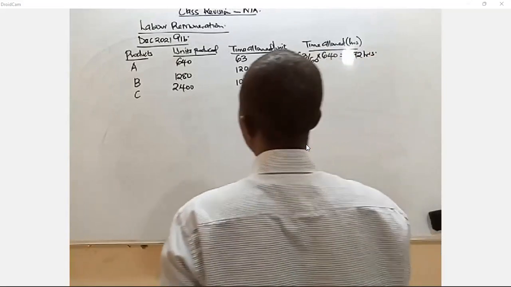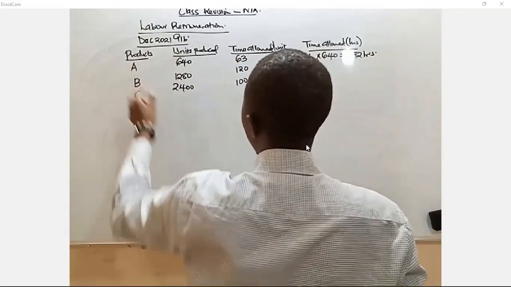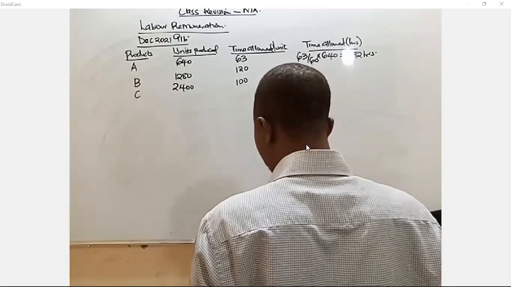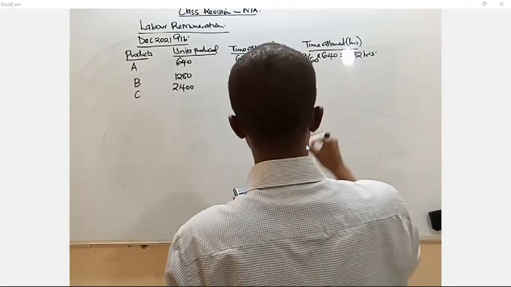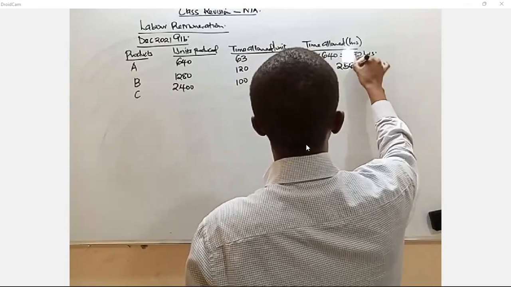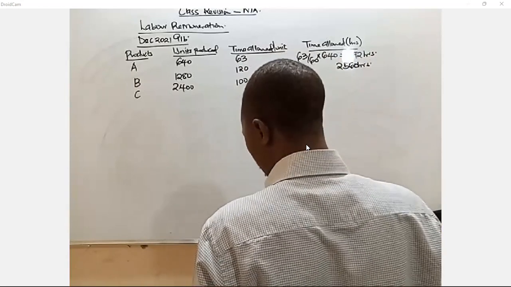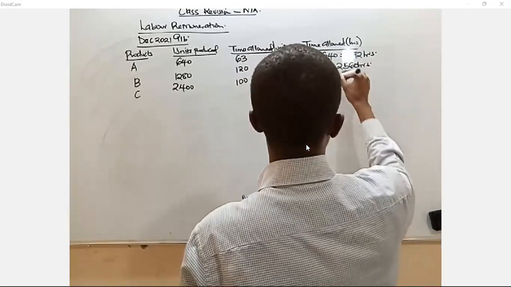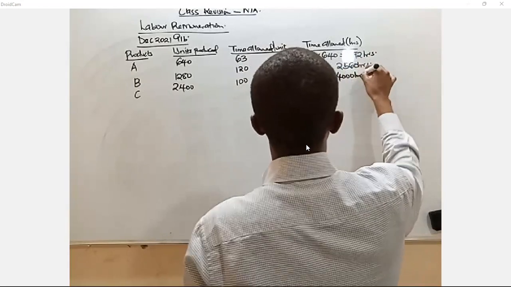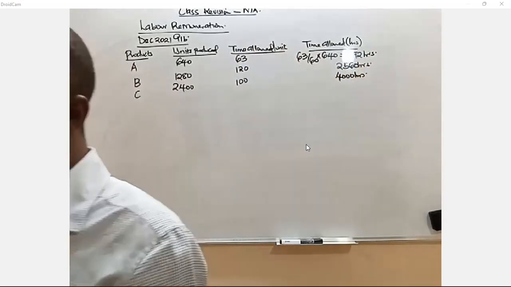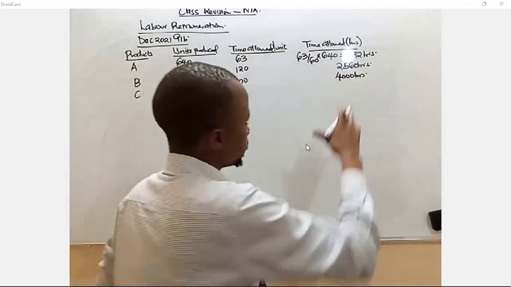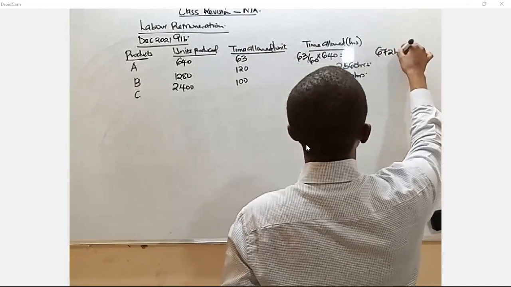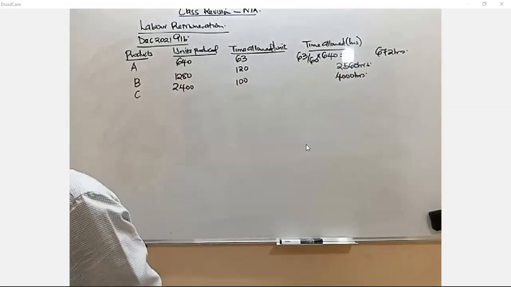672 hours. That is the hours which you are going to be working on product A. What about B? It will be 120 divided by 60, then you multiply by 1280, getting 2560 hours. And the third one will be 100 divided by 60 times 2400, getting 4,000 hours. That is stage number one. I can write it somewhere here.